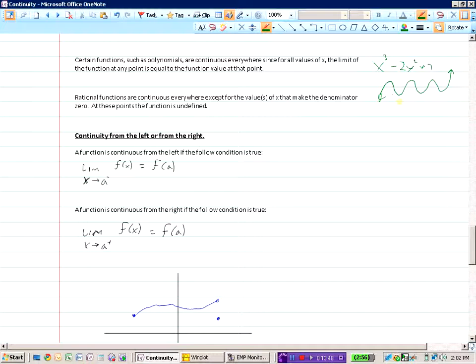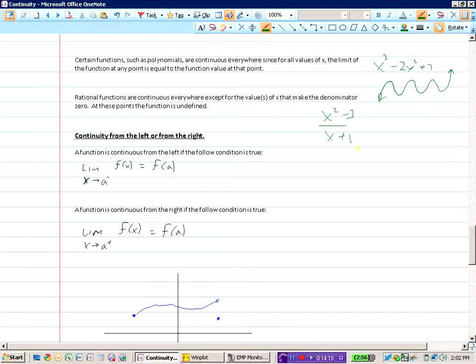Polynomial is continuous everywhere. Rational functions, these are the functions where it's fractions, like x squared minus 3 over x plus 1. That would be a rational function. We have a variable in the denominator. They would be continuous everywhere except for the value or values of x that make the denominator 0, because those are the places where the function would not be defined.